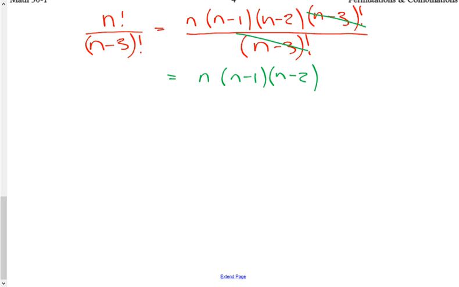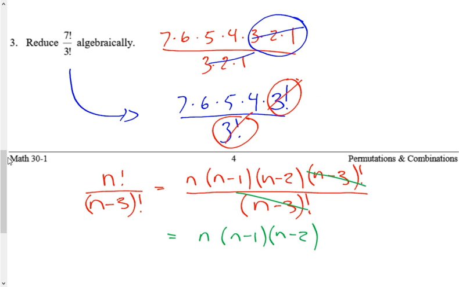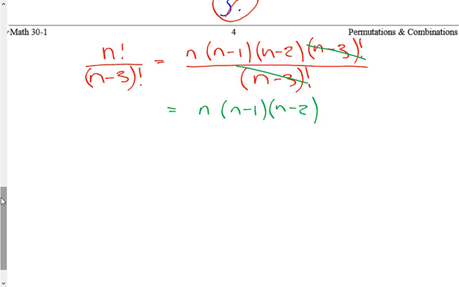And depending on the question, we may or may not want to expand. For now, we'll just leave this one here. But we can see how what we did numerically up here with the 7 factorial over 3 factorial, we're doing the same thing here with the n factorial over n minus 3 factorial.